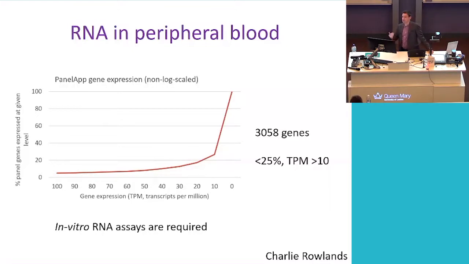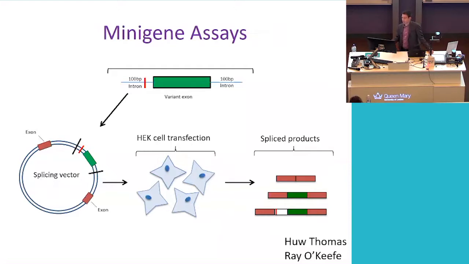So if we want to assess this across the whole cohort, then we need to develop in vitro RNA assays. And so with a group in Manchester, in particular with Ray O'Keefe's lab, we started to develop that and apply that to findings that we're getting back from the 100,000 Genomes Project.